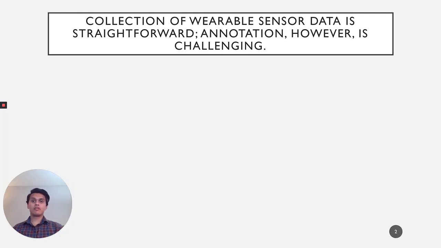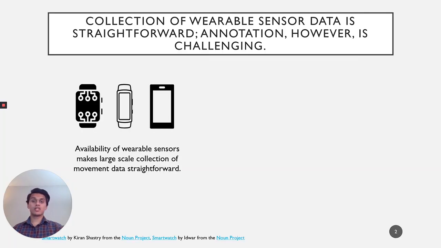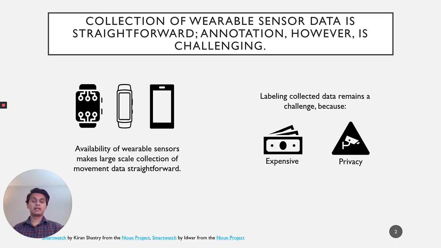The availability of wearable sensors such as accelerometers and gyroscopes on commodity smartphones and smartwatches has made large-scale collection of movement data a straightforward endeavor. However, labeling the collected data still remains challenging as the annotation process is expensive both in time and monetarily while having privacy concerns as video needs to be recorded synchronously. Due to these factors, publicly available labeled datasets tend to be limited in size and in variability.